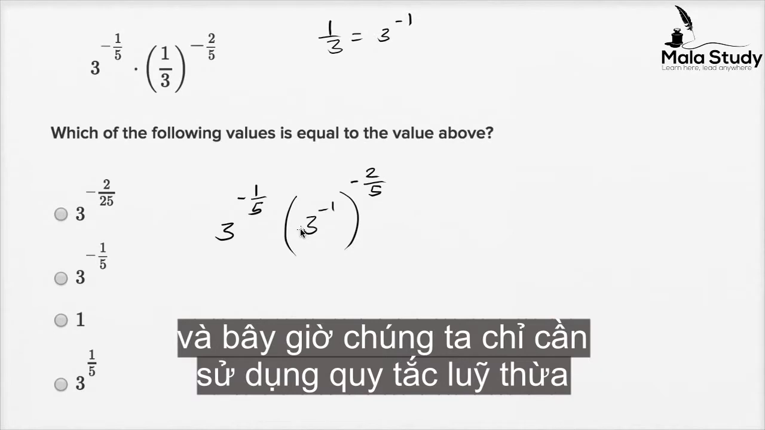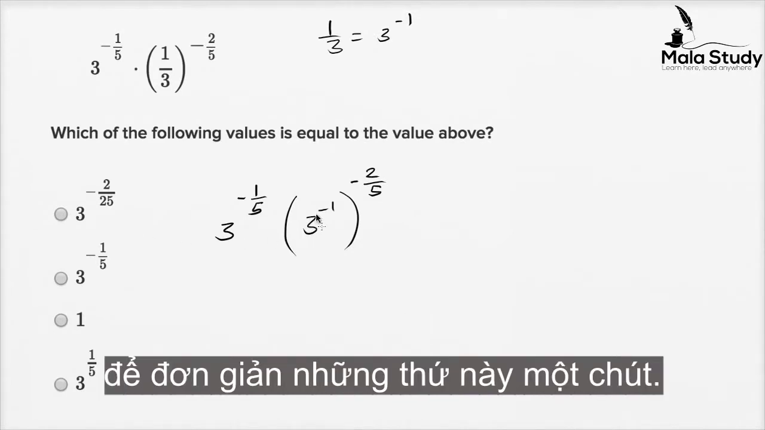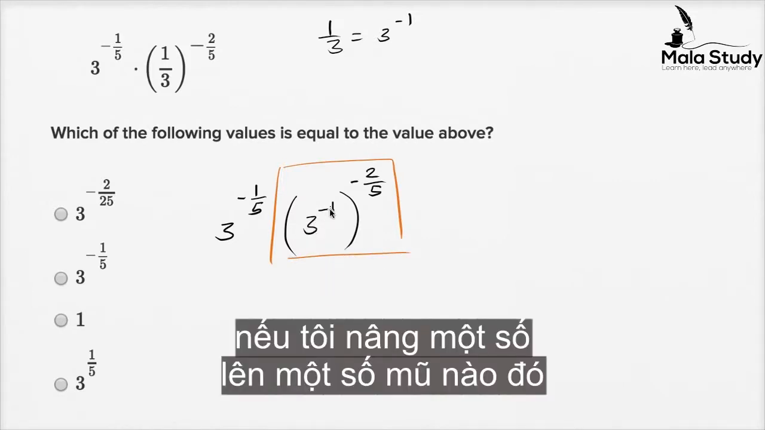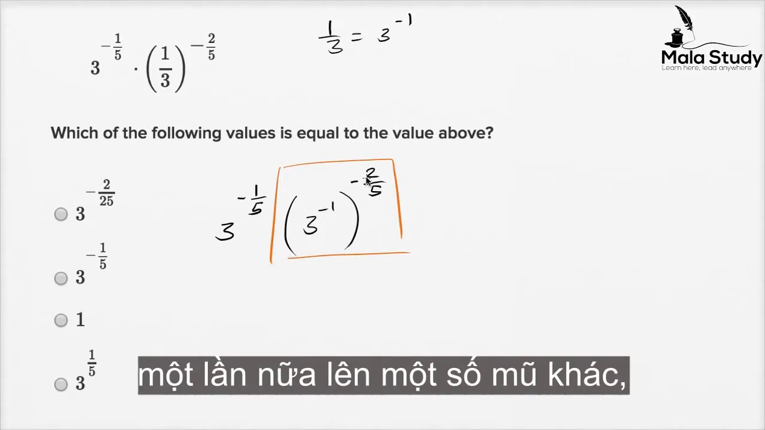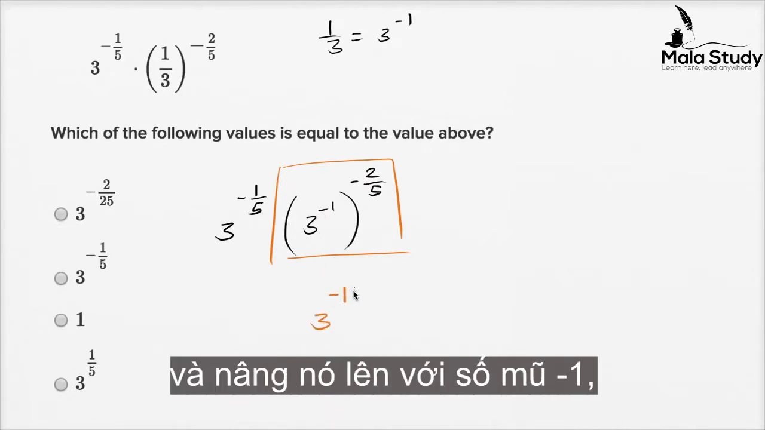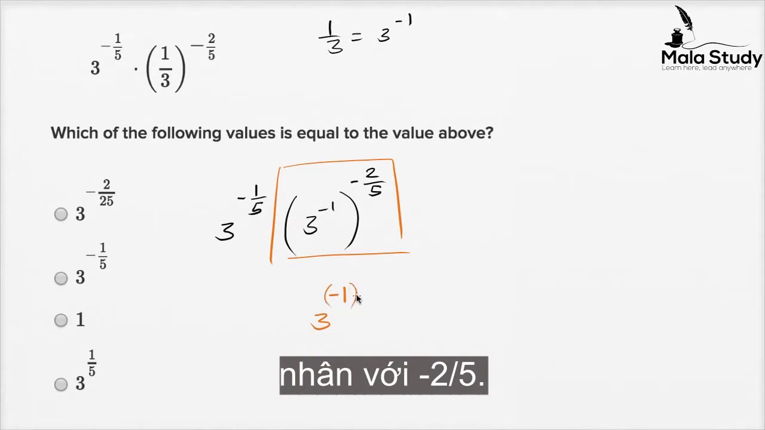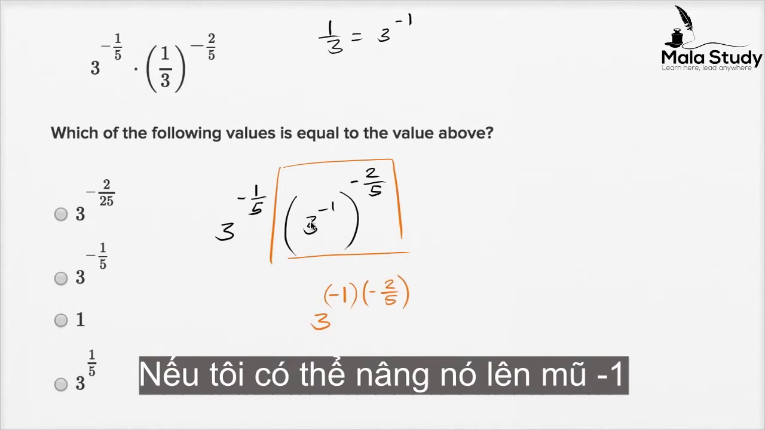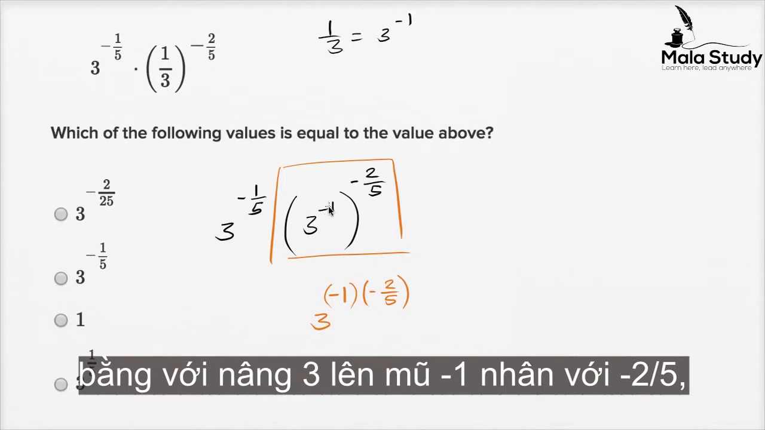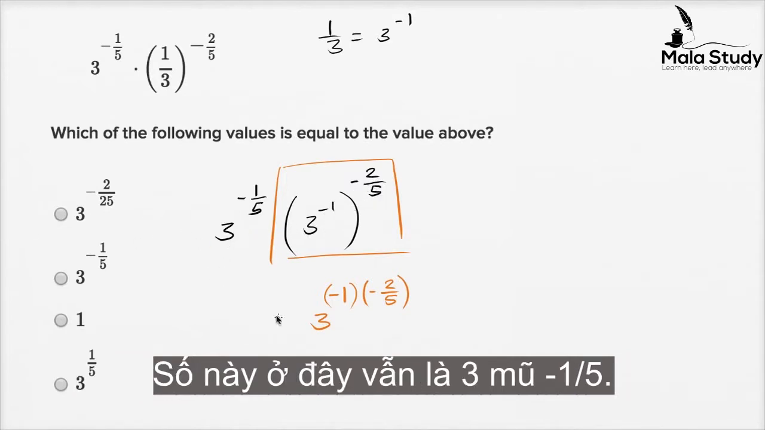And now we could just use our straight exponent rules to simplify things a little bit. So this business right over here that I'm squaring in this orange color, if I raise something to an exponent and then raise it again to another exponent, that's going to be the same thing as taking our original base and raising it to the negative 1 times negative 2/5 power. So if I raise it to the negative 1 and then to the negative 2/5, that's the same thing as raising 3 to the negative 1 times negative 2/5 power. And this over here is still going to be 3 to the negative 1/5.